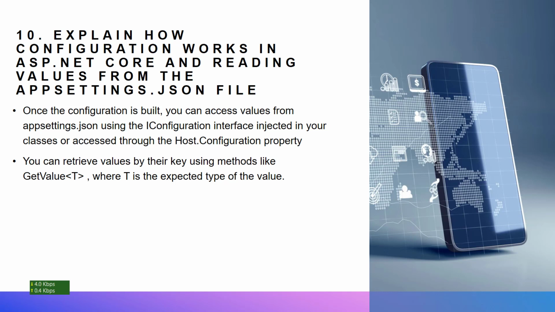While reading them, we have the IConfiguration interface, which is automatically available. We don't need to configure it, we just need to inject it in our constructor, and the rest of the things would be there. So we just inject IConfiguration, and from there we can read it. To read that, we can use GetValue, and inside the angle brackets we have to provide which type of value we are getting.